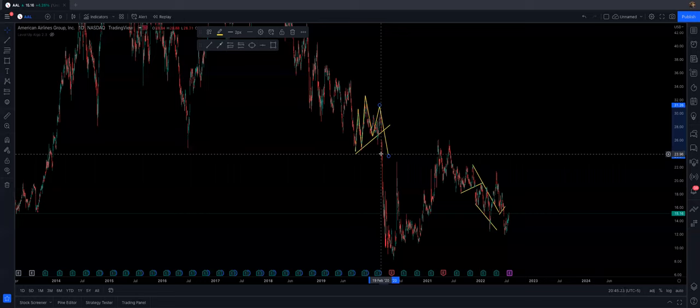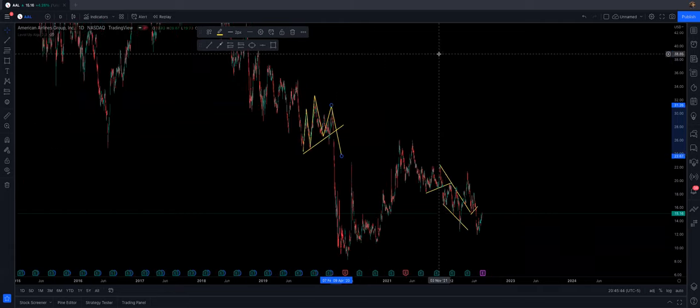Not really the 5 minute too much, to be honest with you. I make them, really all of these type of trades come from the 15 minute and up. For me, the 15 minute and up is really where my trend lines and stuff come from. But yeah, I'm going to draw some more advanced ones real quick.